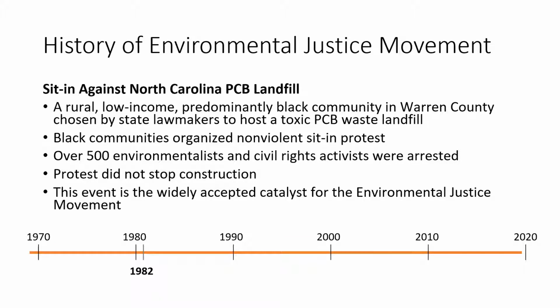And so a bit of history on that. I don't have time to go into all of the history, but I want to give you a couple of major benchmarks along the environmental justice movement roadmap. So really the catalyst, or the event that was thought to be the catalyst of the environmental justice movement, was this sit-in that occurred in North Carolina. A rural, low-income, predominantly Black community in Warren County, North Carolina, was targeted by state lawmakers to host a toxic PCB waste landfill, which has a lot of health impacts. Having PCB waste in your backyard is not good.